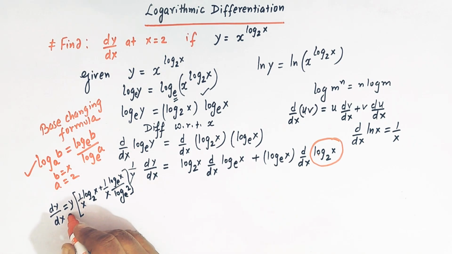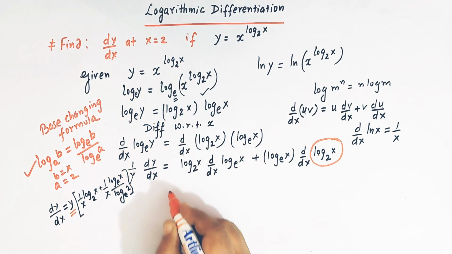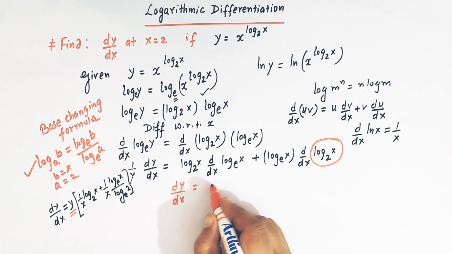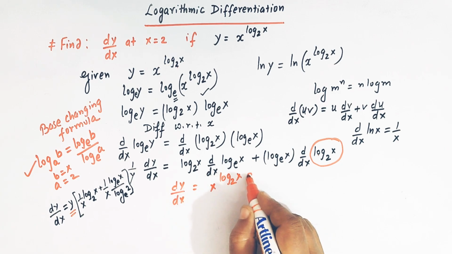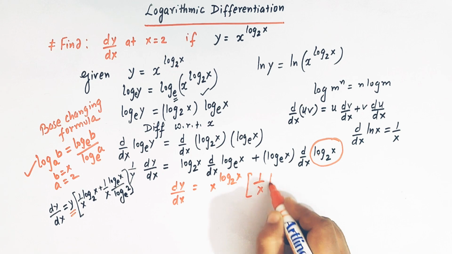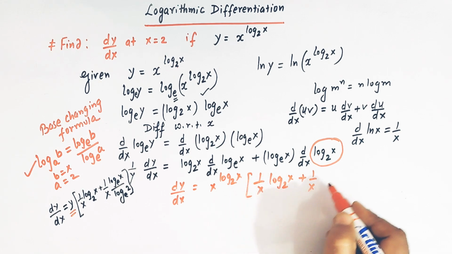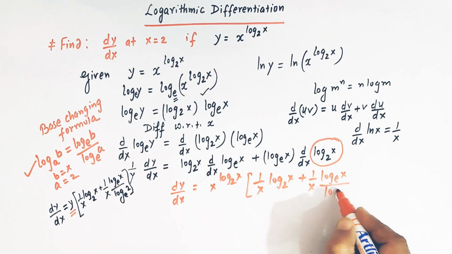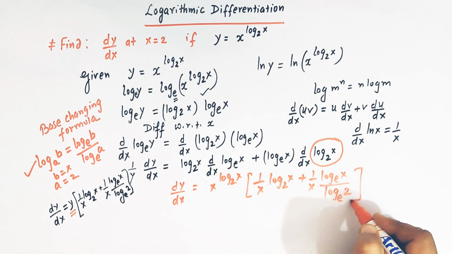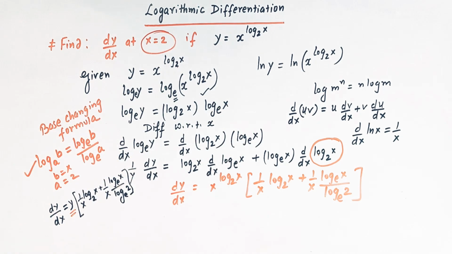So now we can replace this y by x raised to log x to the base 2. So the final derivative, that is dy over dx, is x raised to log of x to the base 2, and we have 1 over x log x to the base 2 plus 1 over x log x to the base e divided by log 2 to the base e, right? Now we have to find the derivative at x is equal to 2.